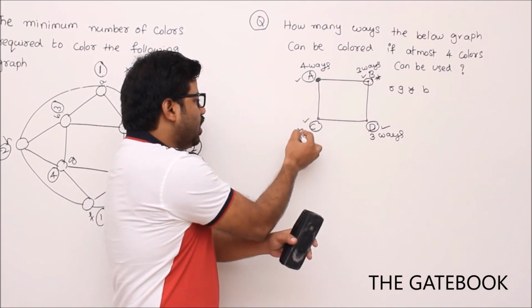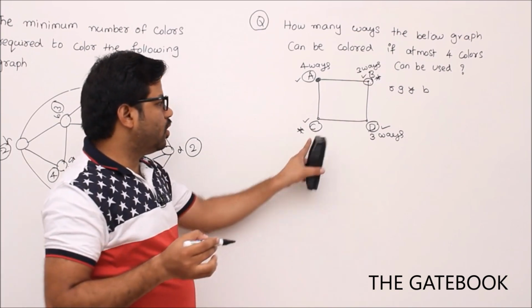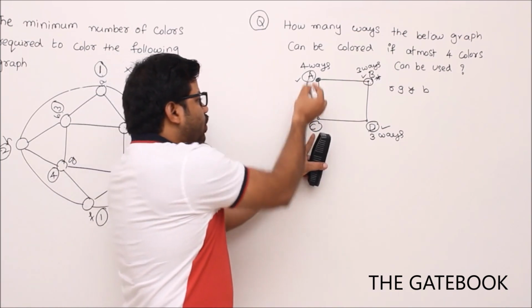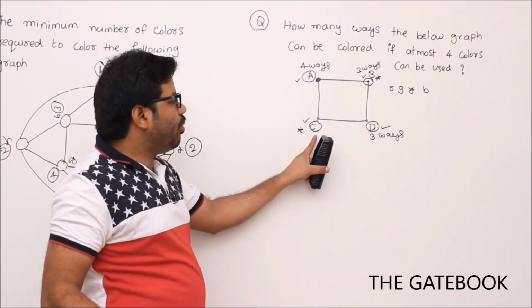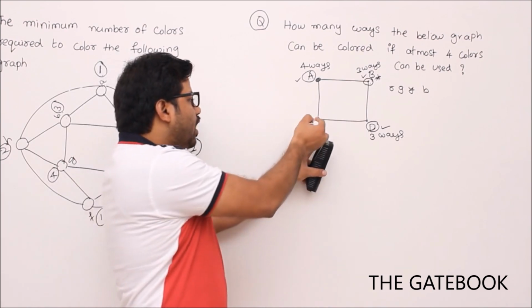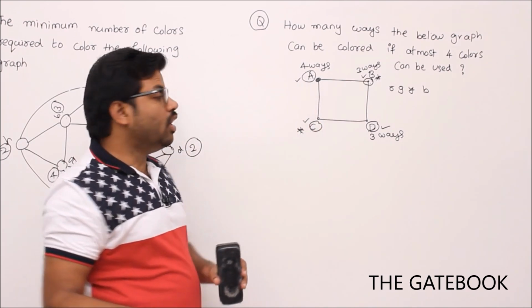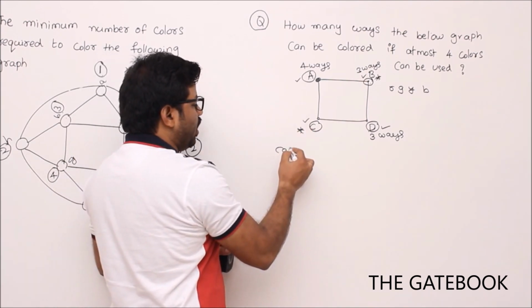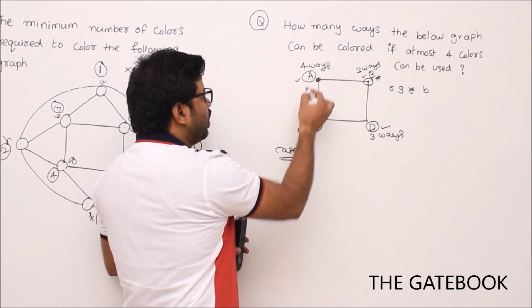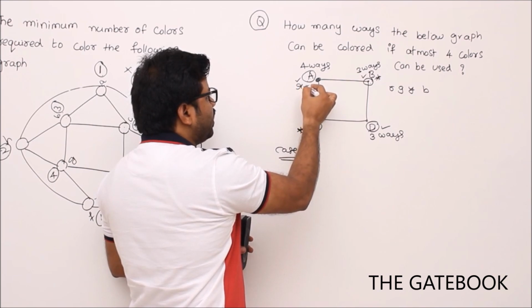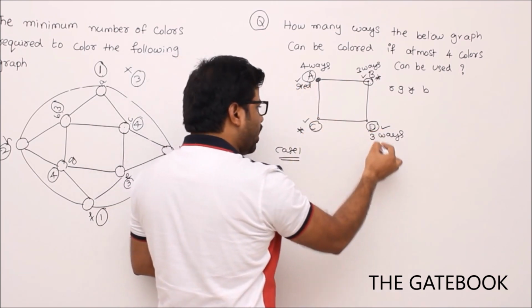Now when it comes to C, there is a problem. C is adjacent to A and D, right? Then how many colors can C take? We have to color C with any color other than the color of A and the color of D. What case number 1 you see? In case number 1, let's say vertex A takes red color, vertex D also takes red color.